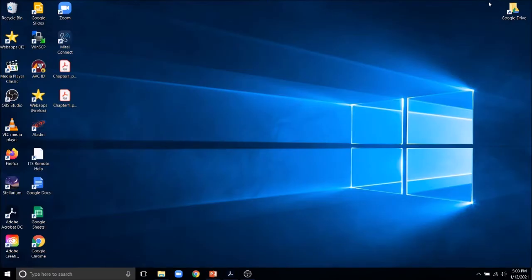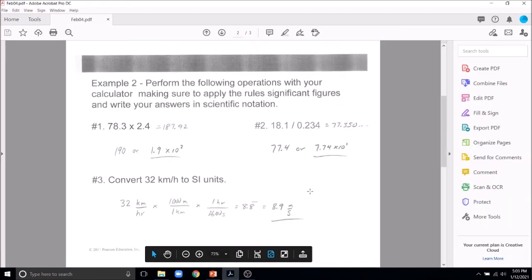All right, we've got a couple other examples here. Let's look at those. We want to perform the following operations with the calculator, making sure to apply the rules of significant figures, and write our answers in scientific notation. So for each one of these, I'm going to first tell you what the calculator says, then we do the appropriate rounding, then we do scientific notation.